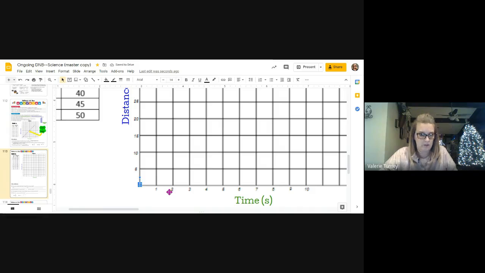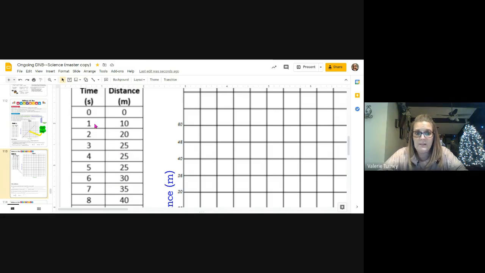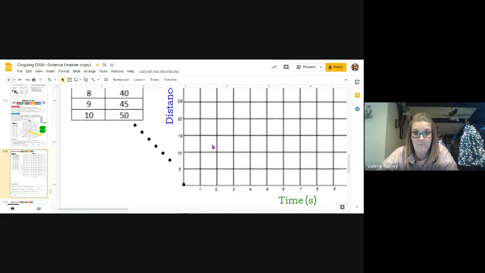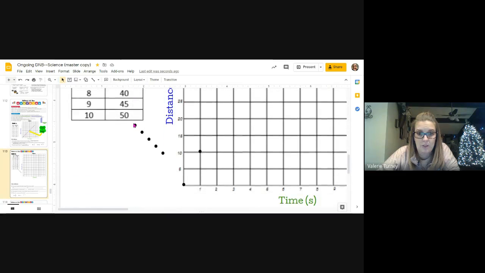In fact, I think what I'm going to do is duplicate that. I'm just going to put it over here and make a bunch of them. Okay. All right. So now let's go to our next point. Our next point is 1 second. They had traveled 10 meters. After 1 second, they'd gone 10 meters. Okay. So here's our 1 and here's 5, 10. So we've got to take 1 up and 10 across and put our point where they meet. So after 1 second, they had gone 10 meters.